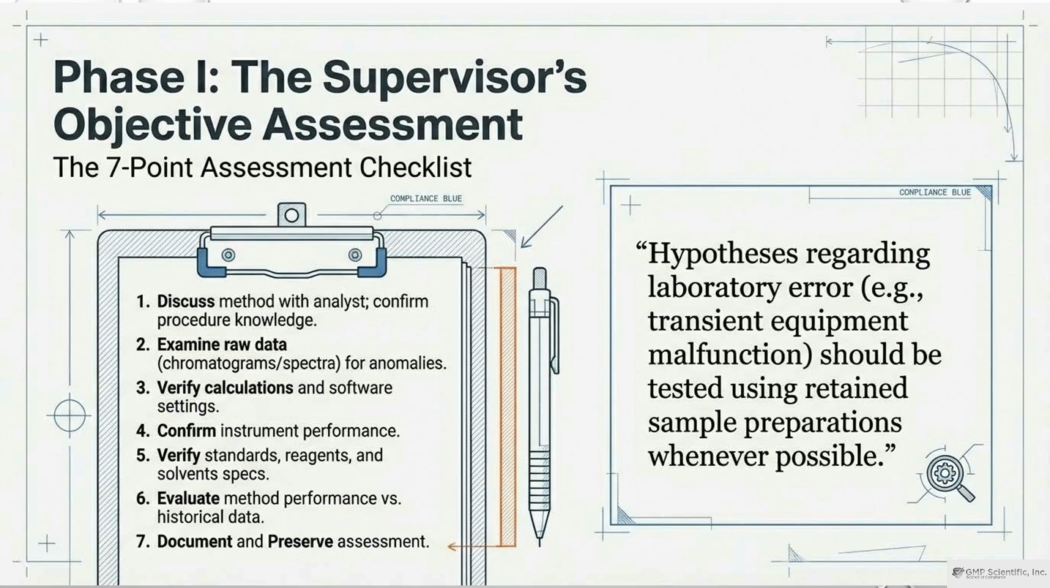The supervisor performs an objective assessment using a 7-point checklist. This includes examining raw data, verifying calculations, and confirming instrument performance. Hypotheses of lab error must be scientifically tested using retained samples whenever possible.